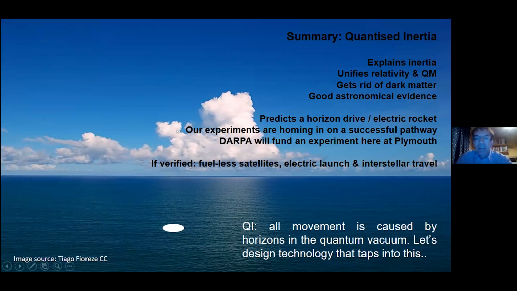DARPA-funded experiments, and we're homing in, hopefully, on a successful pathway using capacitors. That's the most successful pathway so far. And DARPA is going to fund an experiment here at Plymouth University to confirm that and try and enhance the effect. So if we can verify this, we'll have fuel-free satellites, electric launch, and interstellar travel will become possible. The scientific takeaway from this is that quantized inertia says that all movement is caused by horizons damping the quantum vacuum. So let's design technology that taps into this.